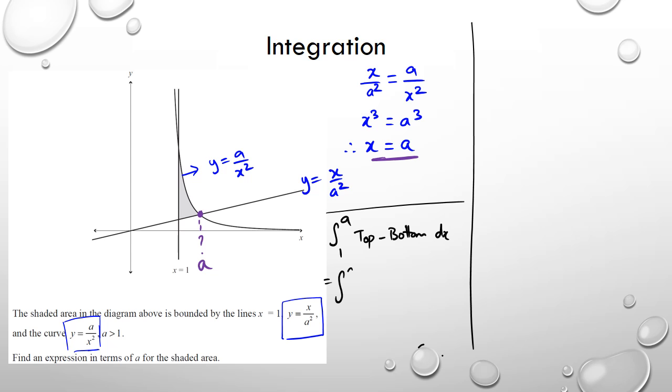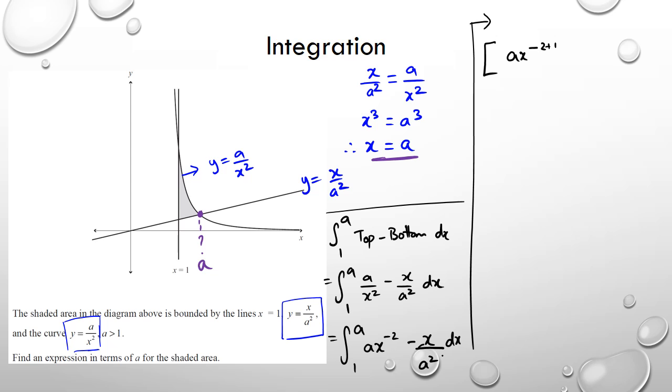So we've got this equals the integral between a and 1. The top equation in this case is a over x squared minus the bottom one, which is x over a squared, dx. Is that all right? I'm going to write this in one more step before integrating it. So I'm going to write this as ax to the power of negative 2 minus x over a squared dx. When I integrate this, I'm going to end up with ax to the power of negative 2 plus 1 divided by negative 2 plus 1, minus x squared over 2 times a squared, and this is between a and 1.